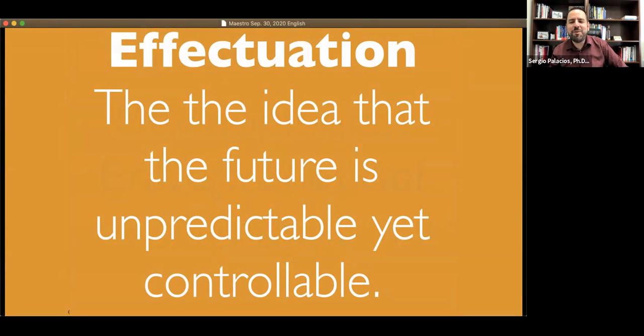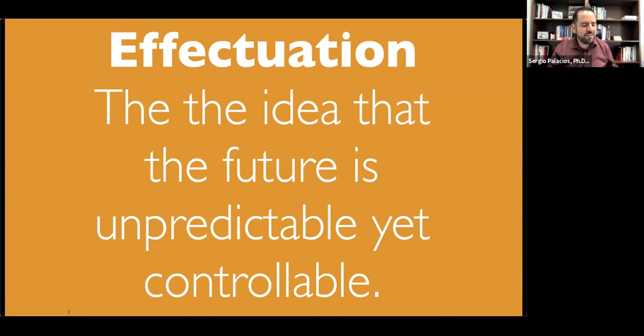So this is an example of failure, and I will not correct the slide. So it's okay to have many failures. So the idea that the future is unpredictable yet controllable. So we don't know what is going to happen with our product, with our idea, but we can control it in a way. And the way to control this is to control our risk.